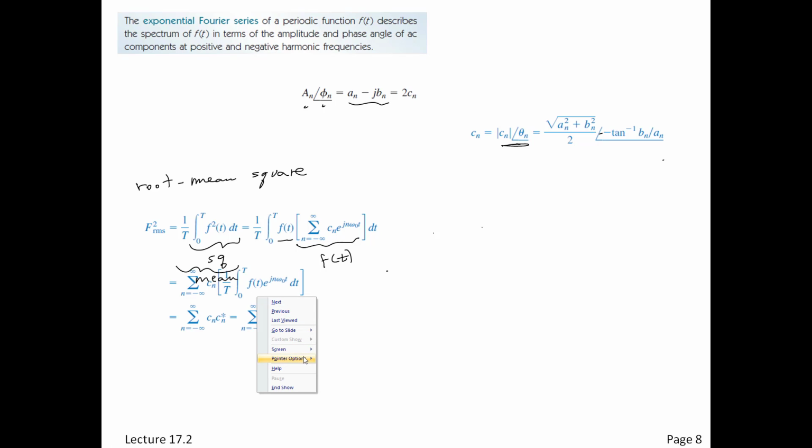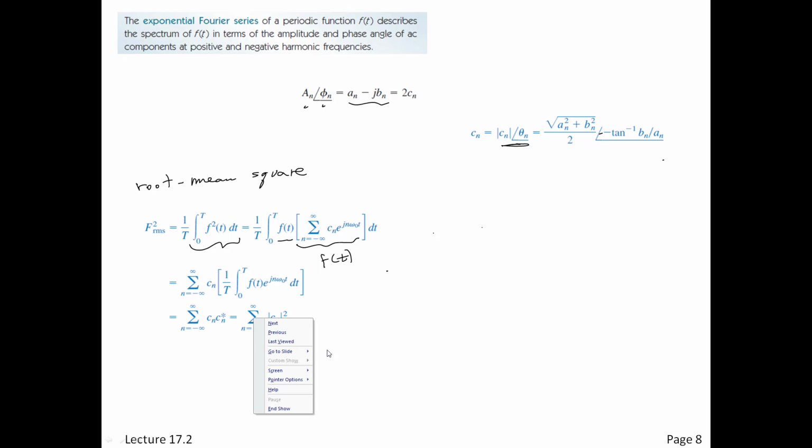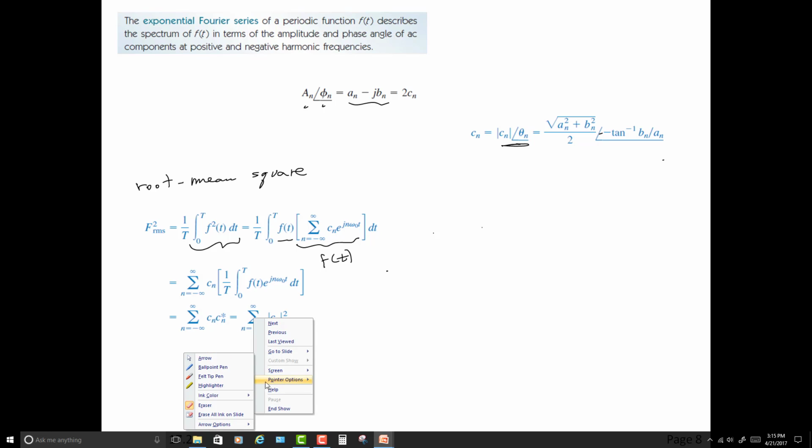Well, let me change this and get an eraser in here. I love to be able to erase now and then. All right. So where's my ballpoint? There we go.